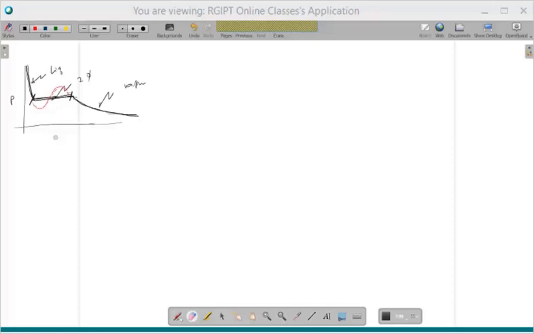I'm sorry about this. This is not wrong. This is vapor. Sorry, this axis is volume, molar volume, and pressure, and this is at constant temperature. Sorry about that.